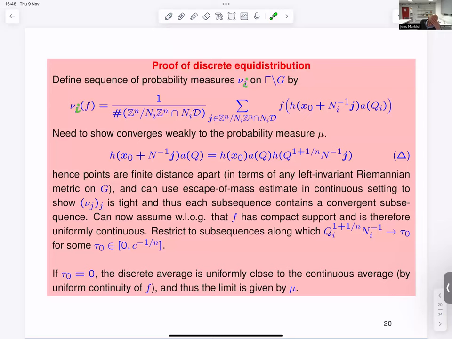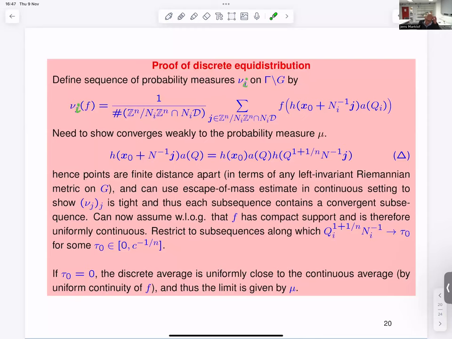What this also means in geometric terms is that actually, as you vary the points j, so as you go from j to j plus one and so on, they are a finite distance apart. And so that's already a good thing, because that means we can use the same escape of mass estimates as in the continuous setting. But how can we use that connection, because they're finite distance apart generally, to actually reduce the problem to the continuous average?